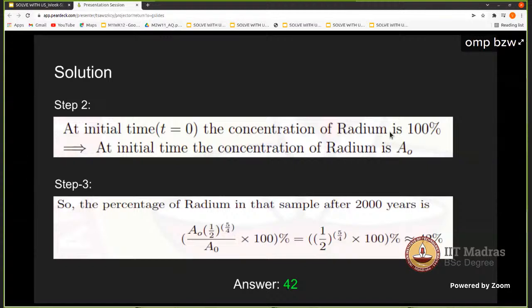So it's like converting relative frequency into percentage, right? The same here. Anyhow, A naught is going to get cancelled. It does not matter. Yes, exactly.